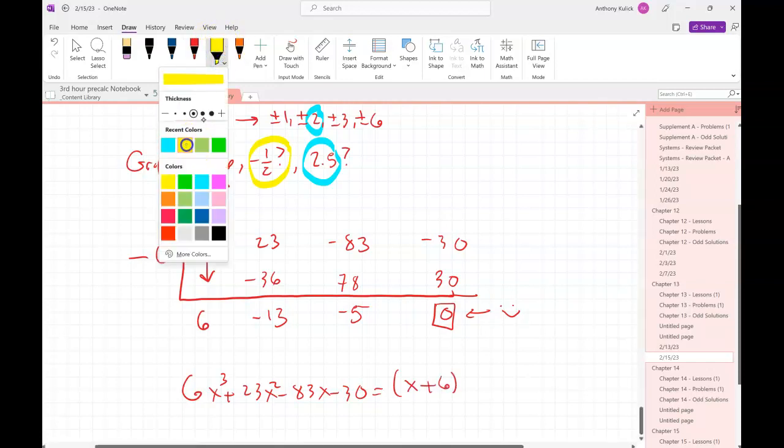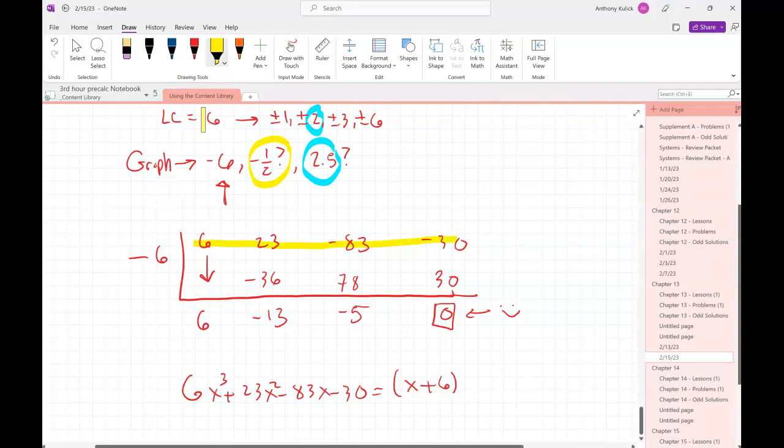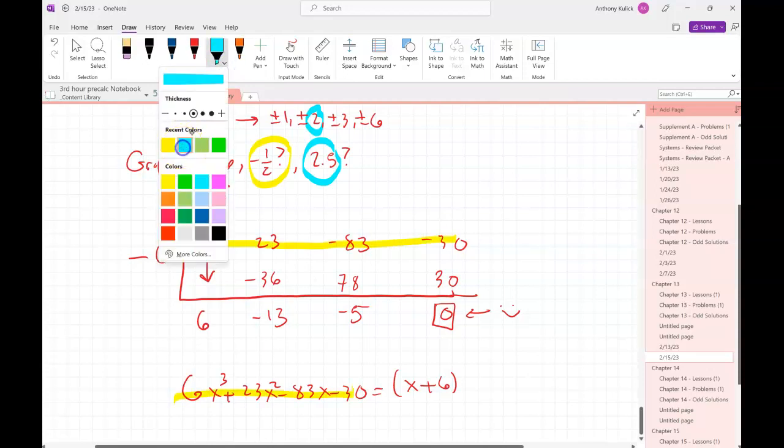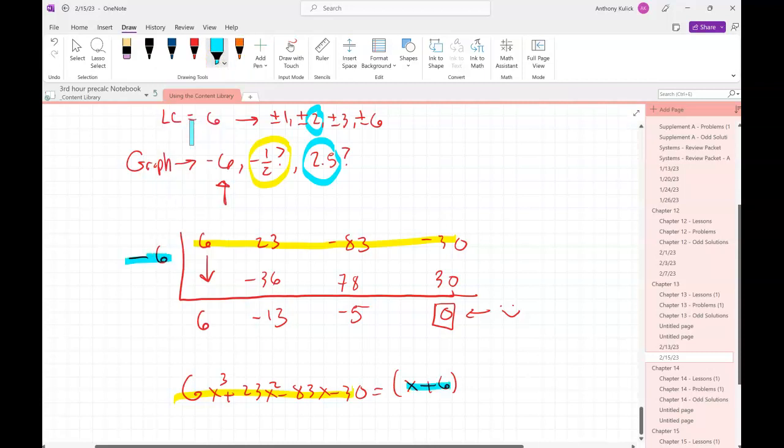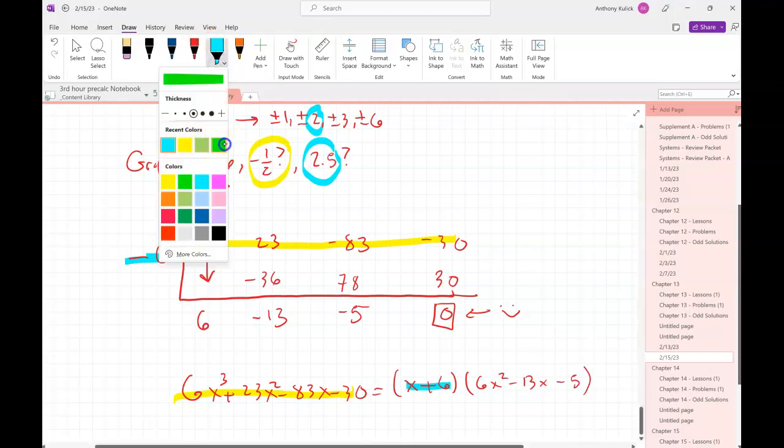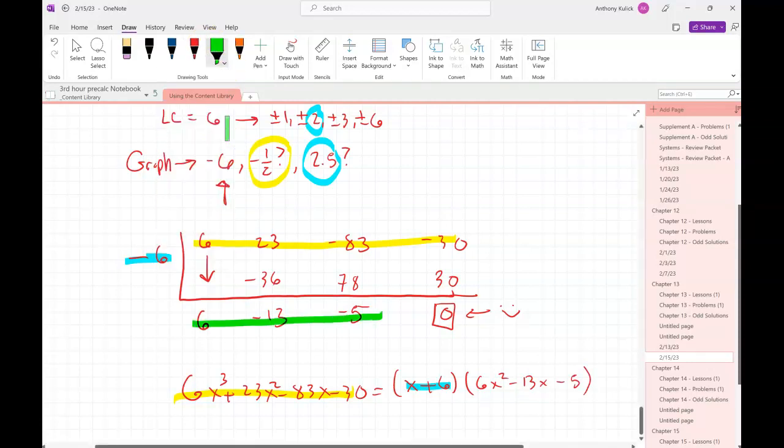Where is that coming from? That's coming from this. That's from the divisor, right? Times 6x squared minus 13x minus 5. Where is that coming from? That's the quotient, yeah. Everybody okay there? Yeah.